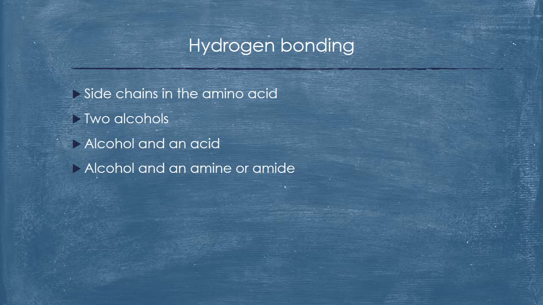So, like I mentioned previously, hydrogen bonds are important because they affect the tertiary structure of a polypeptide. And these hydrogen bonds usually occur in the side chains in the amino acid, and they're usually between two alcohols, an alcohol and an acid, or an alcohol and an amine or an amide. And these are, like I said, crucial to understanding tertiary structure because they affect the polypeptide shape.